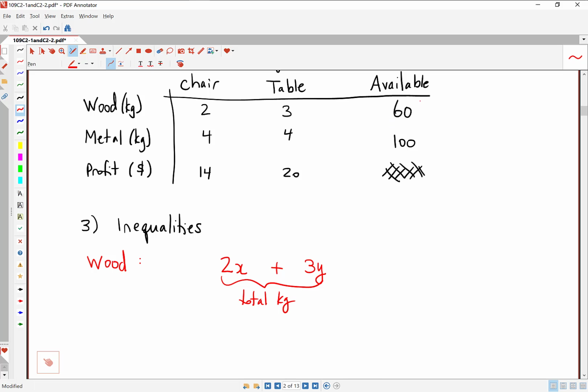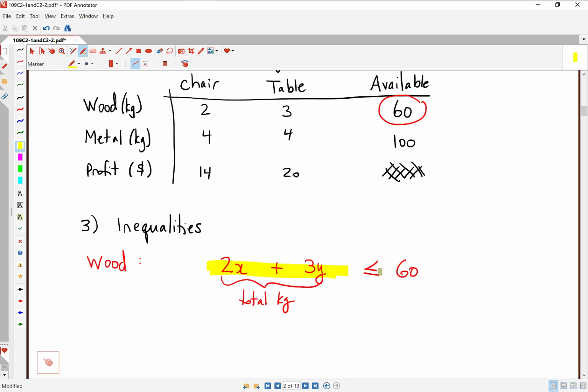Okay, now we know that they have 60 kilograms available each day. So we're going to put the 60 over here. And the idea is that we're going to have an inequality coming up. So let's think about which way the inequality should go. It should go this way. If the number over here is smaller, that's okay. If they actually use, say, 59 kilograms of wood and they've got 60 available, that's fine. So 60 should be the bigger number.